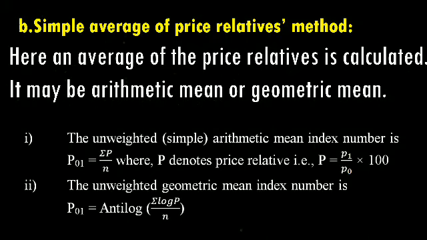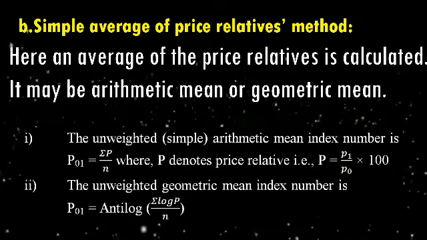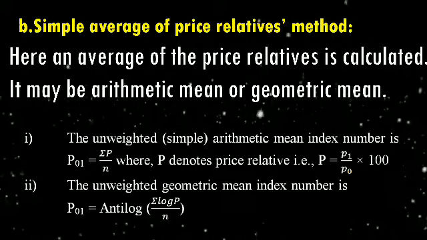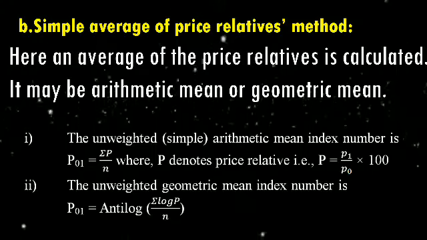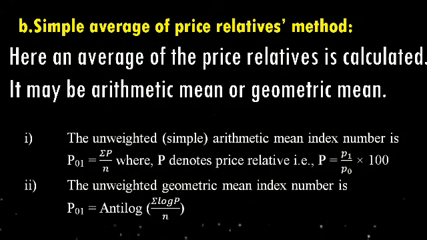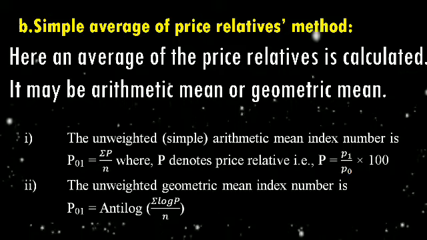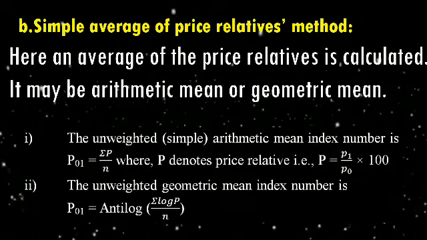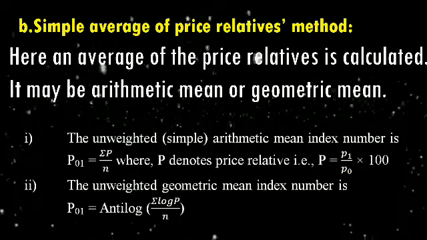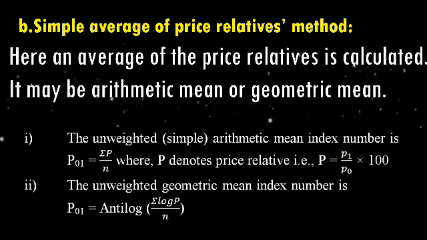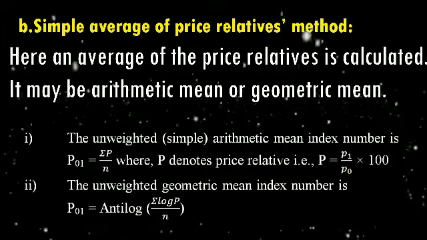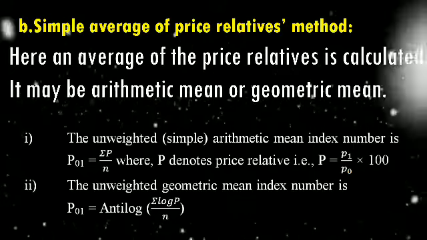So in the question, the base and current year price values will be specified. First step, compute all the capital letter P values. Capital letter P equal to small letter p1 divided by p0, multiplied by 100. So first, based on the formula, find all the P values. After that, compute the log for all the P values. Find the sum total of log P values, and then divide that by the number of observations. After that, take the antilog of that and you will get the geometric mean value.